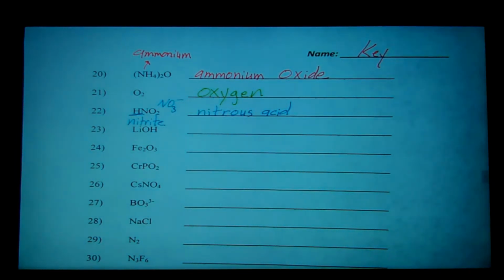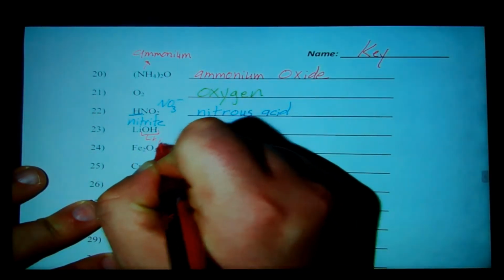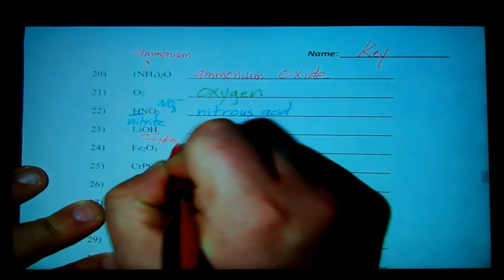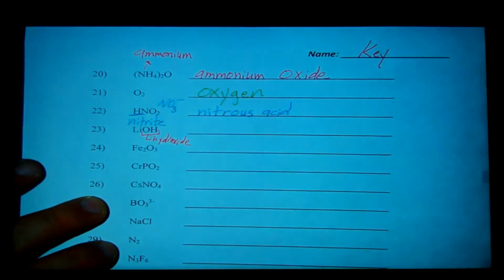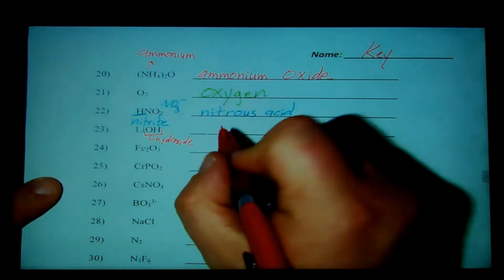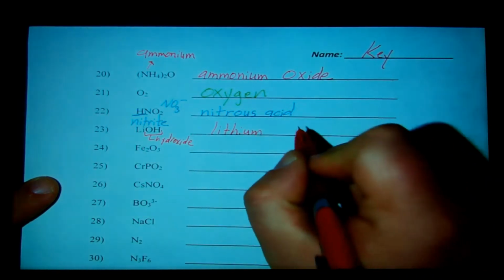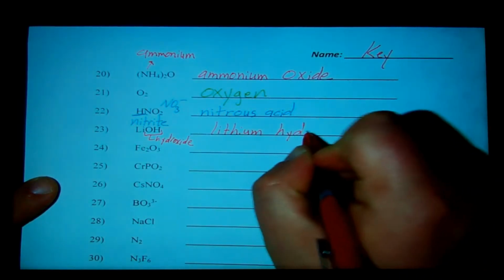Number 23, LiOH. In this case, there's 3 elements, so there's a polyatomic here. Find it. It is the OH, that is hydroxide. And it's bonded with lithium, so it's like it's an ionic bond, so we just name it. First, we're going to name the cation. It's just the element name, so lithium hydroxide.